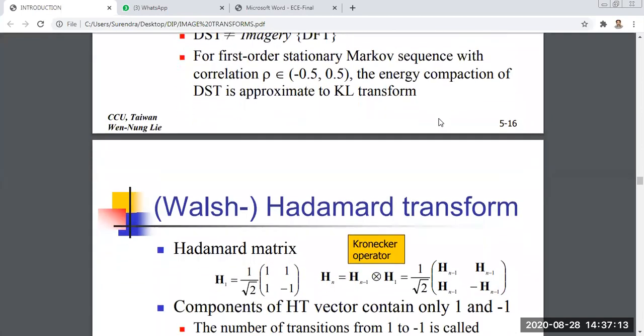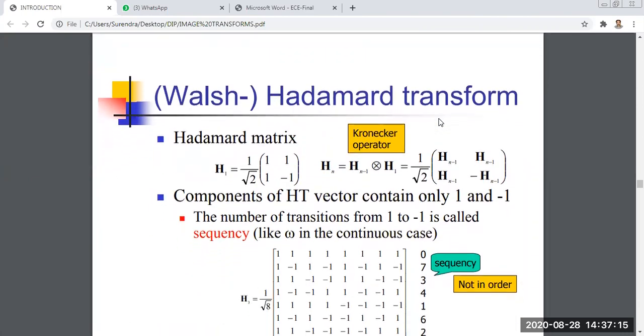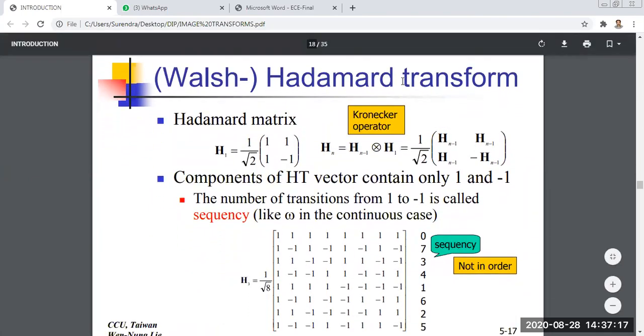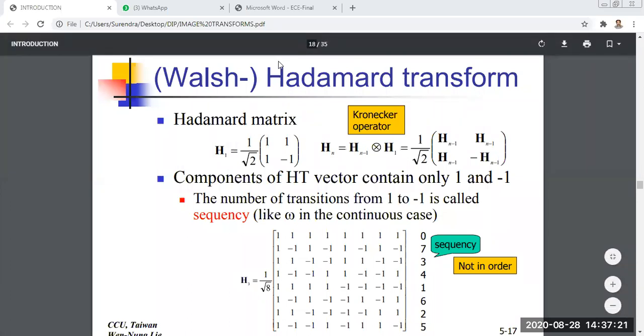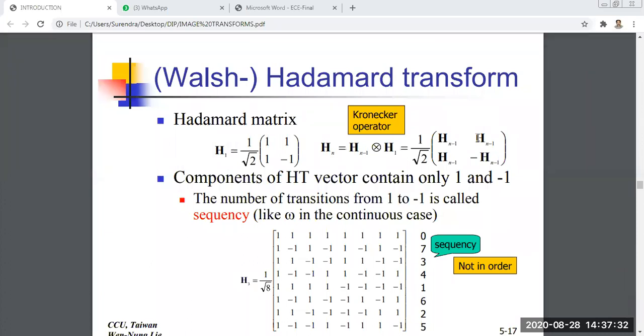So next one is the Hadamard transform. Here the axis has been changed. The Hadamard transform is a version of the Walsh transform. Actually, the Walsh transform is at present not covered, but it is somewhat similar to the Hadamard transform.